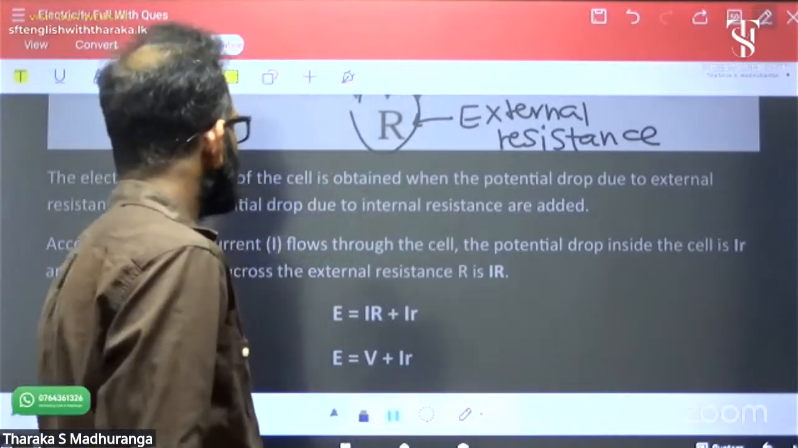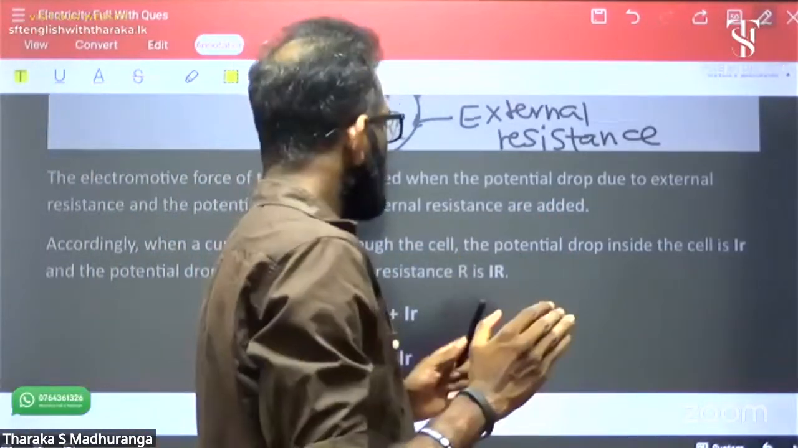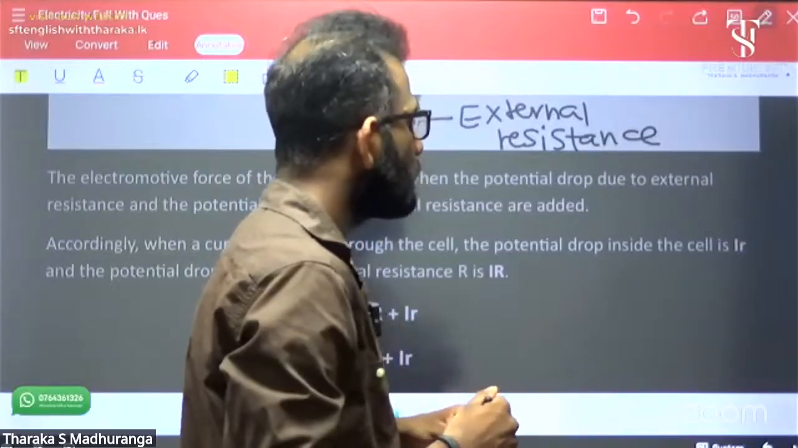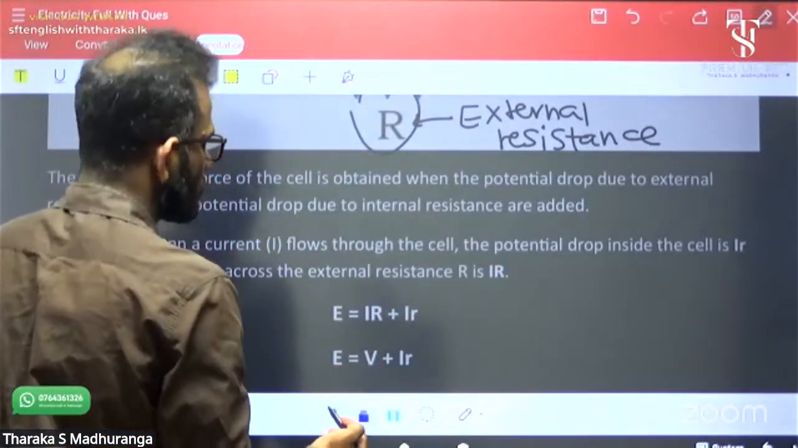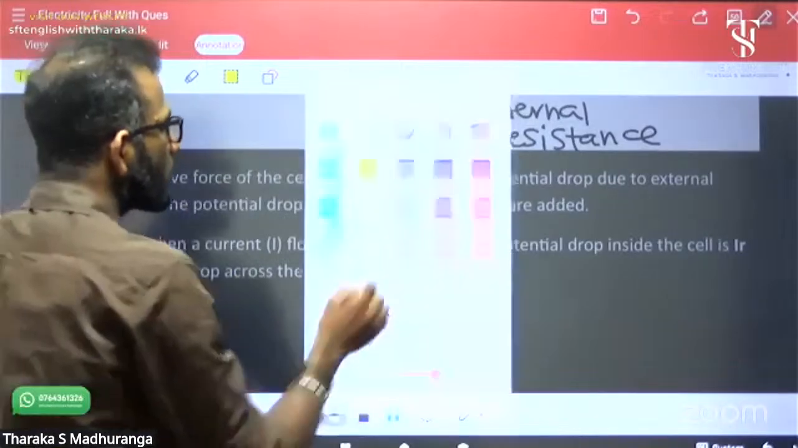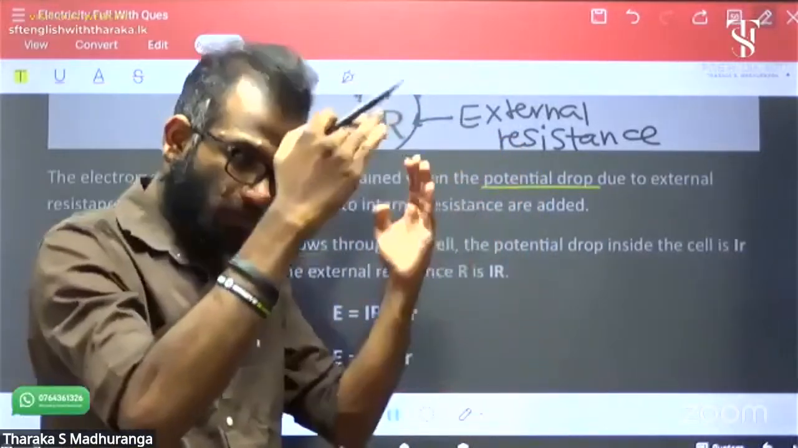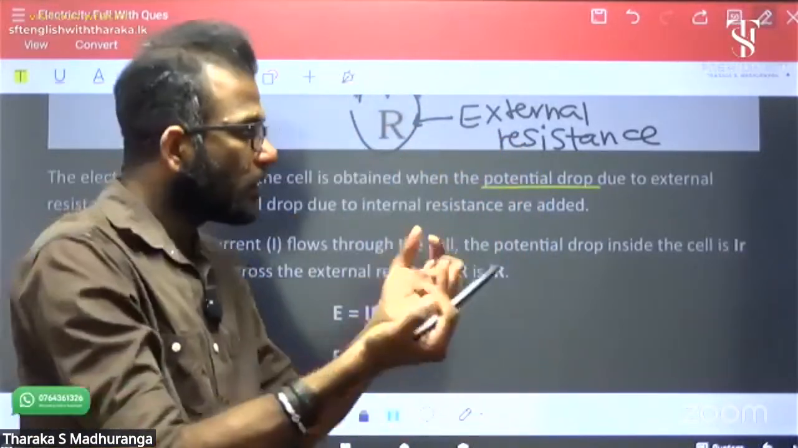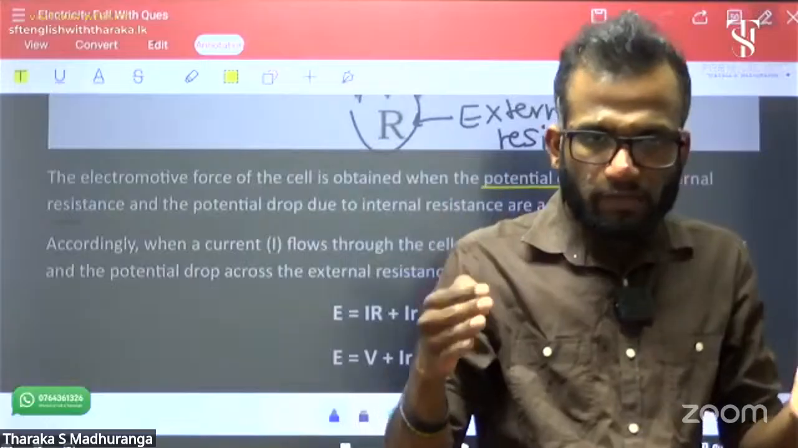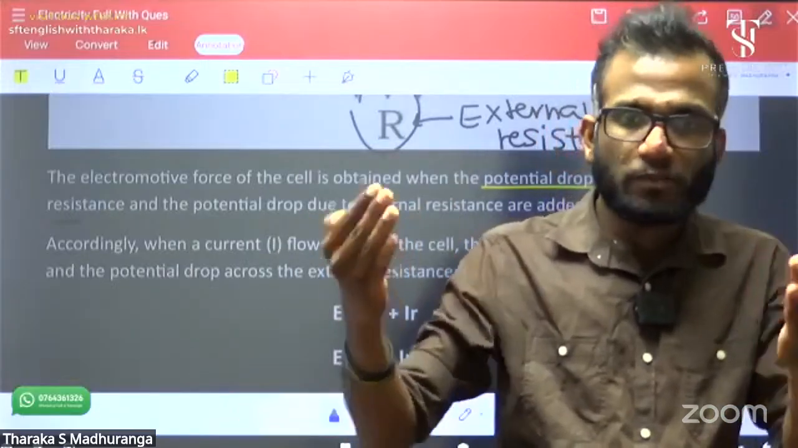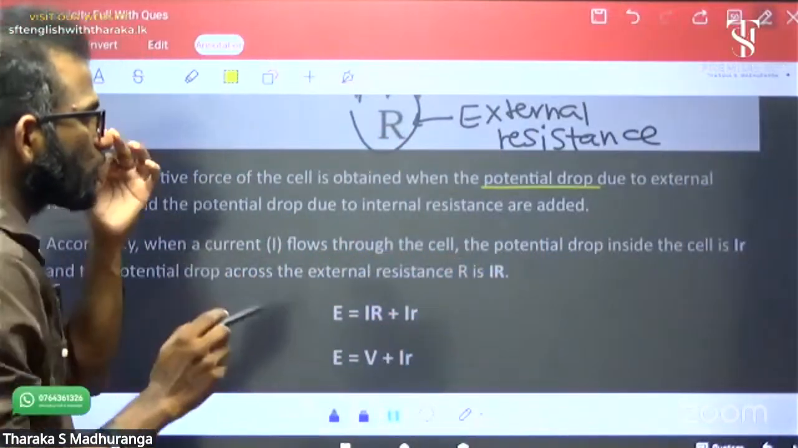Very important part. The electromotive force of a cell is obtained when the potential drop due to external resistance and the potential drop due to internal resistance are added. The voltage is decreased. I told you, when I connect it to a circuit and current is flowing, what happens? Due to external and internal resistance, there is a potential drop. Okay, this is the point.